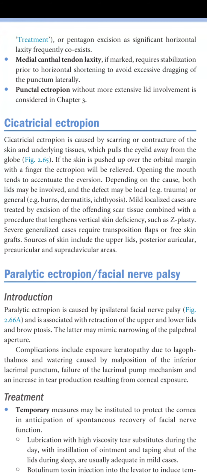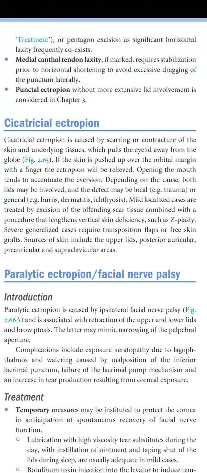Cicatricial ectropion is caused by scarring or contracture of the skin and underlying tissue, which pulls the eyelid away from the globe. If the skin is pushed up over the orbital margin with the finger, the ectropion will be relieved. Opening the mouth tends to accentuate the eversion. Depending on the cause, both lids may be involved, and the defect may be local, for example trauma, thermal burn, dermatitis, ichthyosis. So it can be due to trauma or any other thing which causes scarring of the skin.